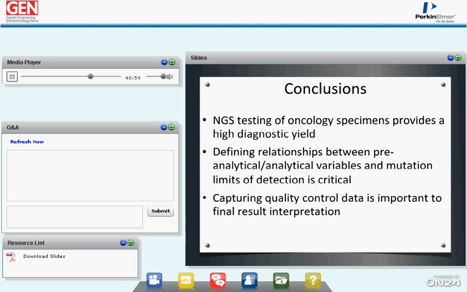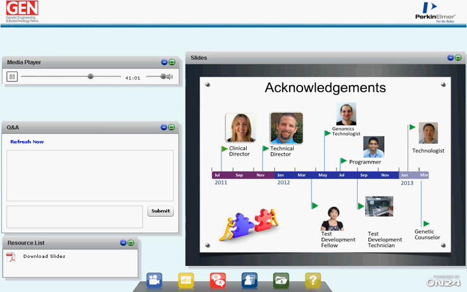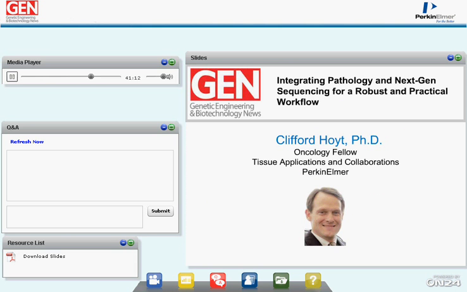So with that said, these are the team members that made it happen, and I'm going to turn it over now to Cliff, who's going to talk to you about some of the solutions that are available to accommodate the needs of the laboratory. All right, Cliff and Andrew, feel free to get started.